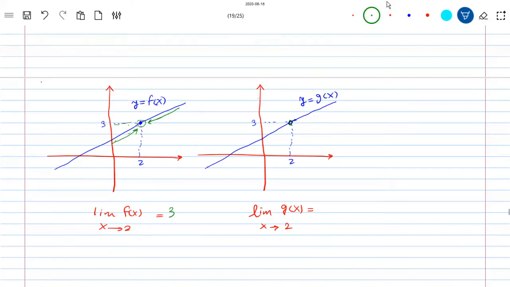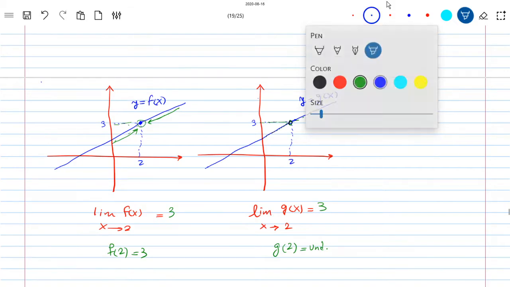If you do it for g, what do you get for g? If I'm moving along this curve from below and above, the expectation is that the limit must be 3 again. It's not the value. g of 2 is undefined. It doesn't exist. On the other side, f of 2 is well defined, and it is 3. But the only difference between g and f is that point where the functions are not equal.